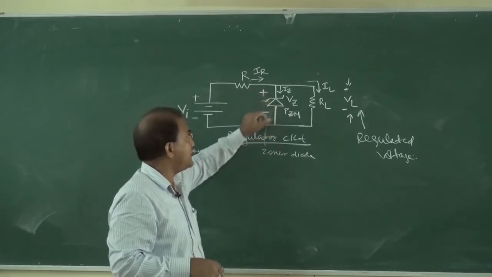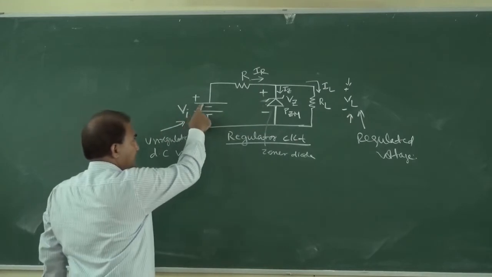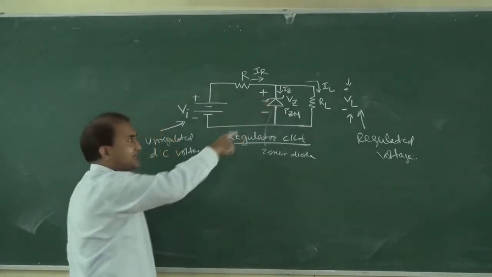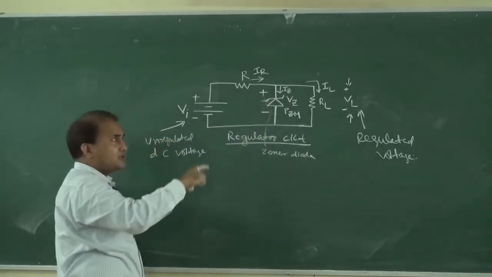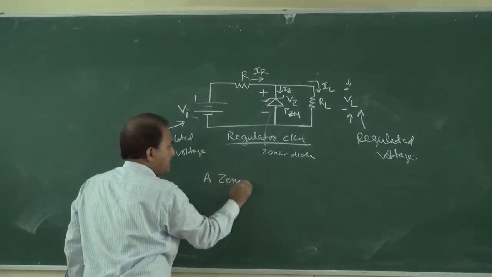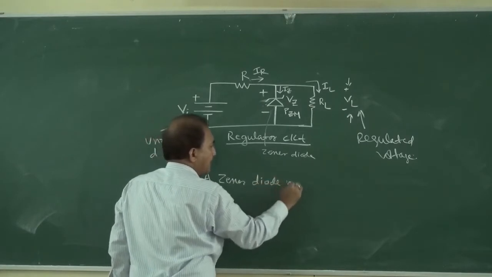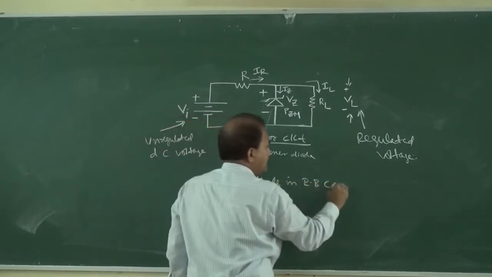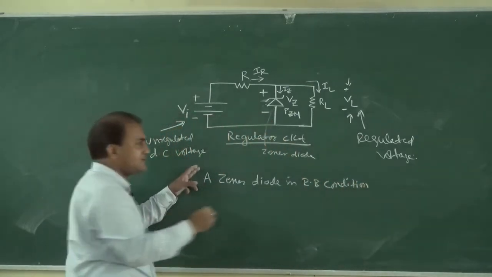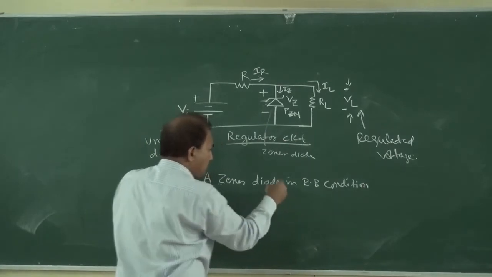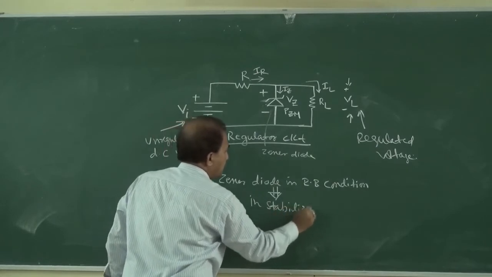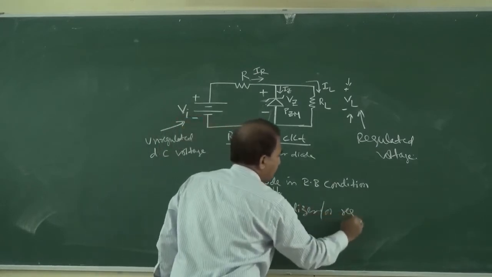Why? How is it in reverse bias condition? This positive terminal is always connected to the cathode. This is the cathode and this side is the anode. So it is connected like this, so the Zener diode is in reverse bias condition. We are seeing this Zener diode in reverse bias condition. It can only work as a stabilizer or regulator.